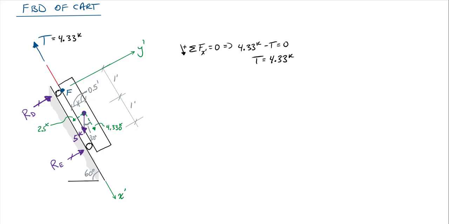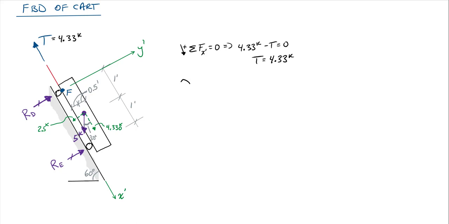moment. So just my gut is telling me that R sub E, this wheel up here, is going to have a heavier load on it than R sub D because it's wanting to roll clockwise. The whole cart wants to kind of rotate clockwise. So that's just my gut telling me. My equation will prove it.